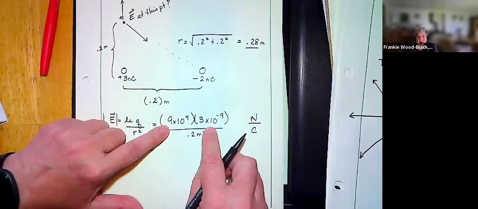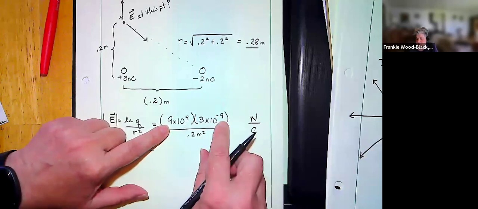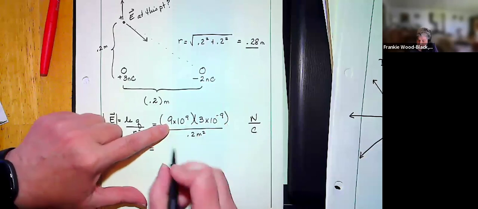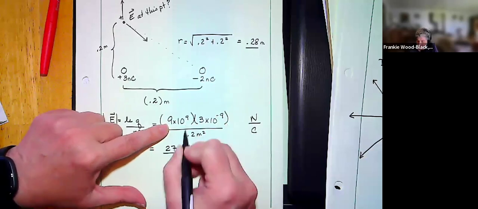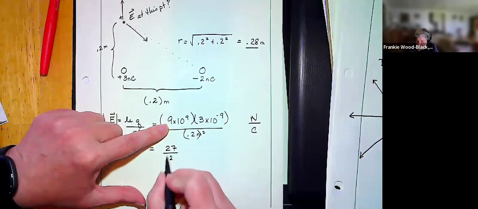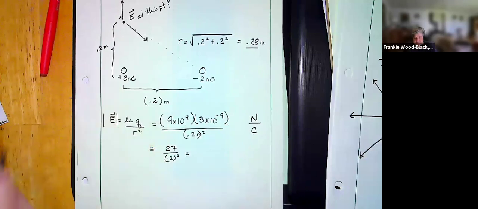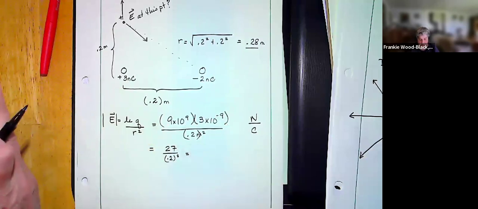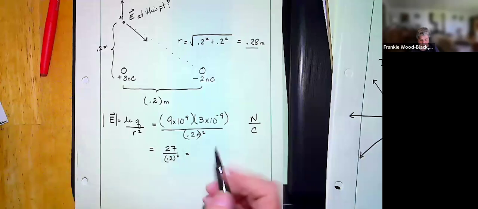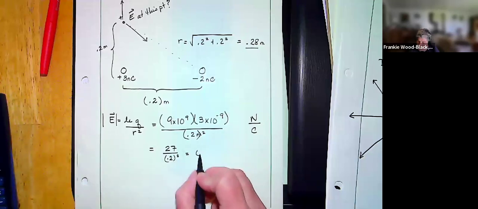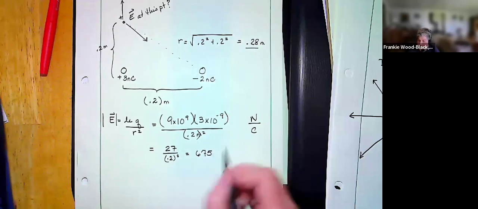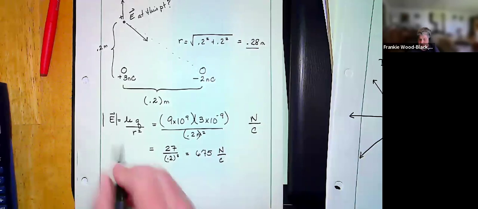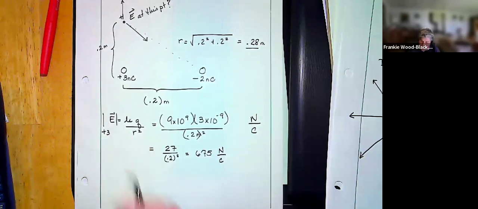So if I play with my factors of 10 here, 9 times 10 to the minus 9, I'm going to get 27 divided by 0.2 squared. I get 675 newtons per coulomb. And this is for my +3 charge.